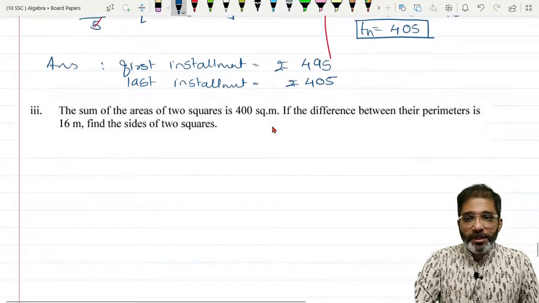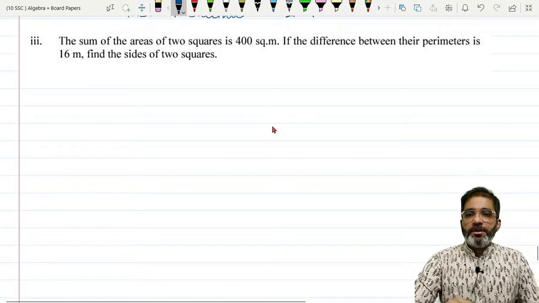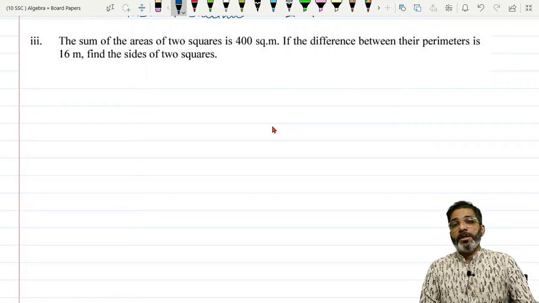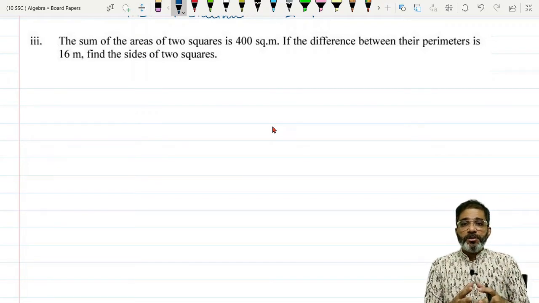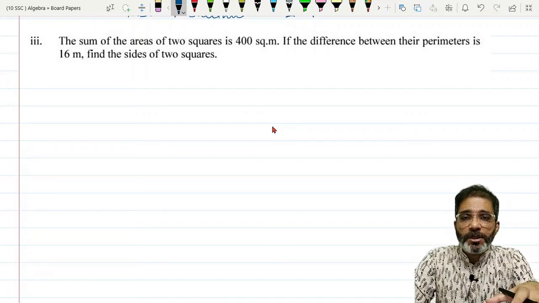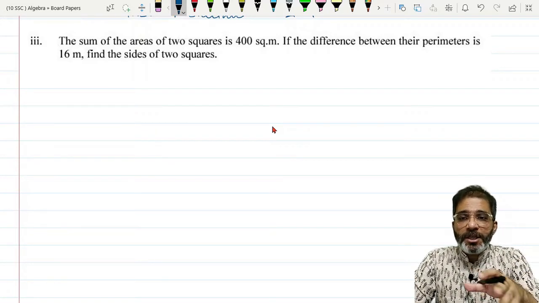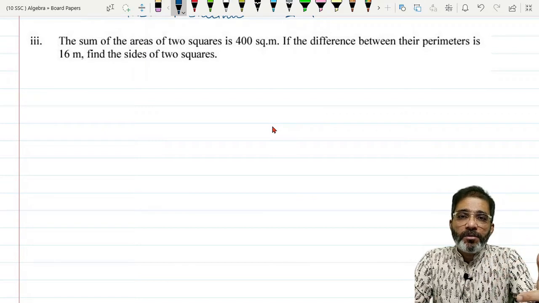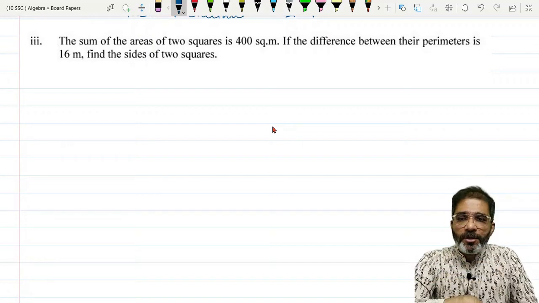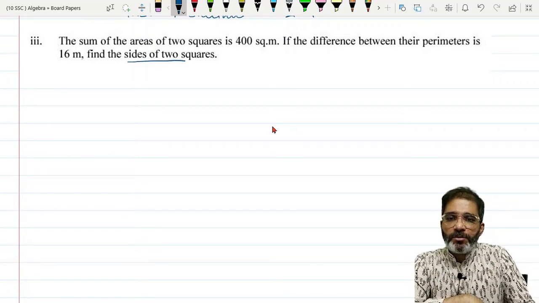Okay, the third sum. Let's see the third sum. Now they have given that the sum of the areas of two squares is 400 and the difference of their perimeters is 16. You have to find the sides of the two squares. Now students, this particular sum is actually a quadratic equation, but to make you understand it more easily, I'm going to start this sum with simultaneous equations, taking x and y, and ultimately when you solve, we are definitely going to get a quadratic equation. How? Let's see.